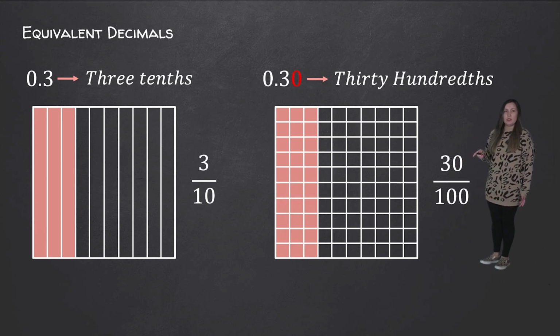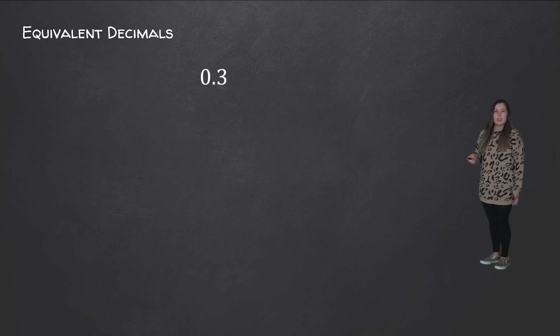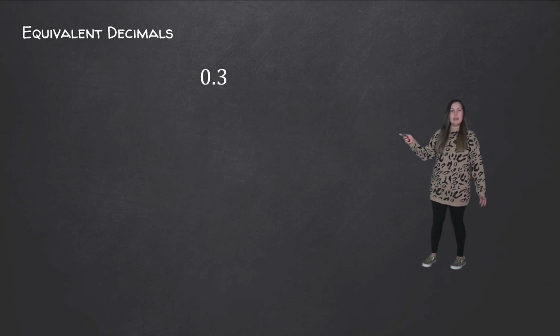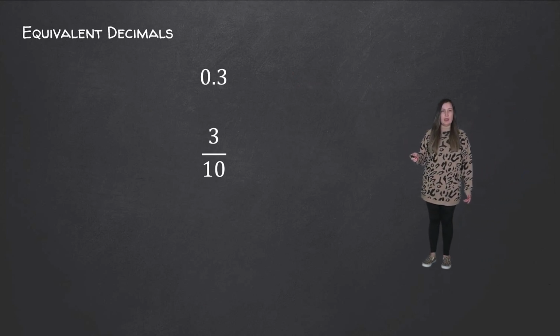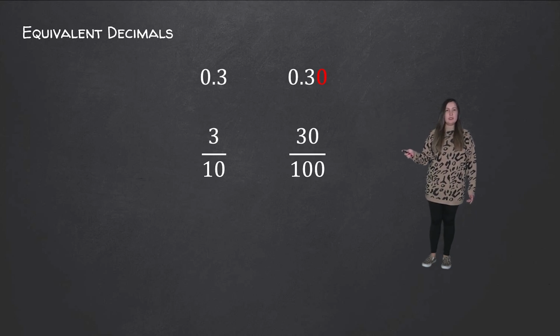So we're also going to write out the fraction for 30 hundredths. Now, we're going to prove that these two are equivalent just using the fractions by themselves and not looking at the models. So we know that 3/10 is equal to 30 hundredths. And we know that 3/10 is written as 3 over 10. We know that 30 hundredths is written as 30 over 100.